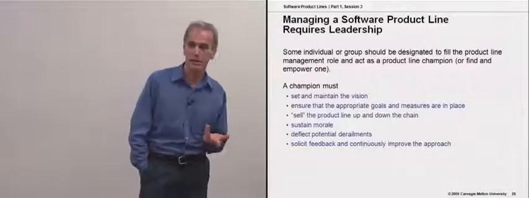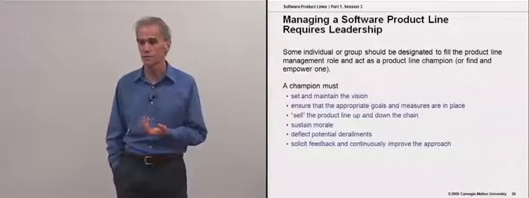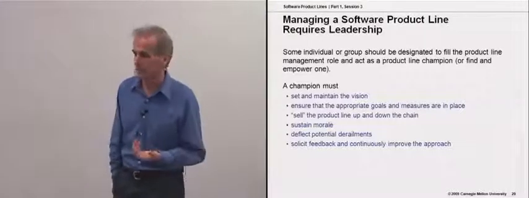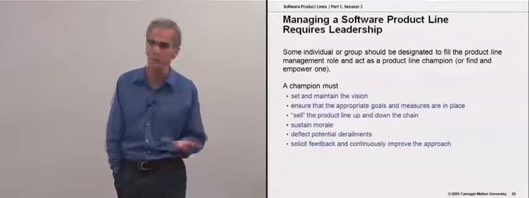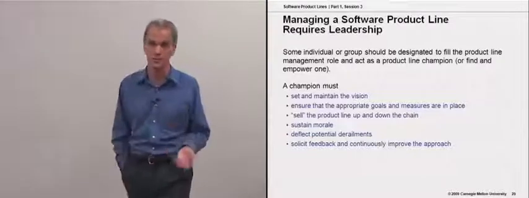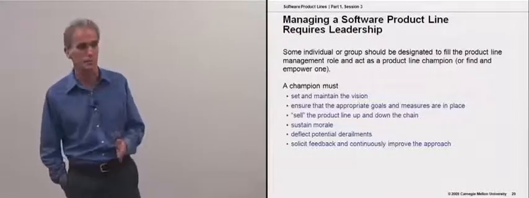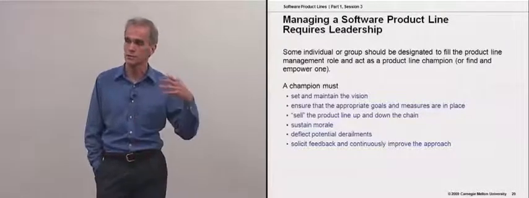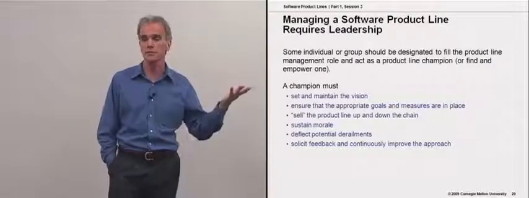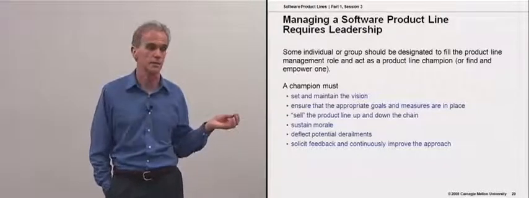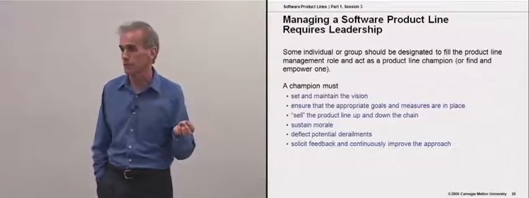When you are going down the path of product lines, there will be occasions when you will wonder, what were we smoking when we started this, and why did we ever believe the SEI when they said you have a fair shot at doing this? So the champion is a very important role in product lines, and you do need to have somebody, or if that somebody is not going to be around for the duration, you need to have a succession plan in place.